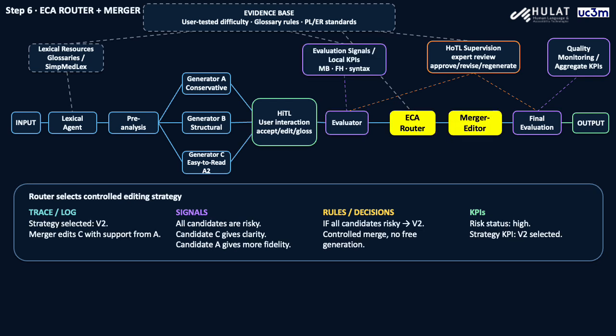The router merger agent then decides what to do. Since all candidates present semantic risk, the system selects strategy V2, controlled editing. It uses candidate C as the base because it is clearer and relies on the other candidates to recover semantic fidelity. This avoids free generation and reduces unnecessary changes.